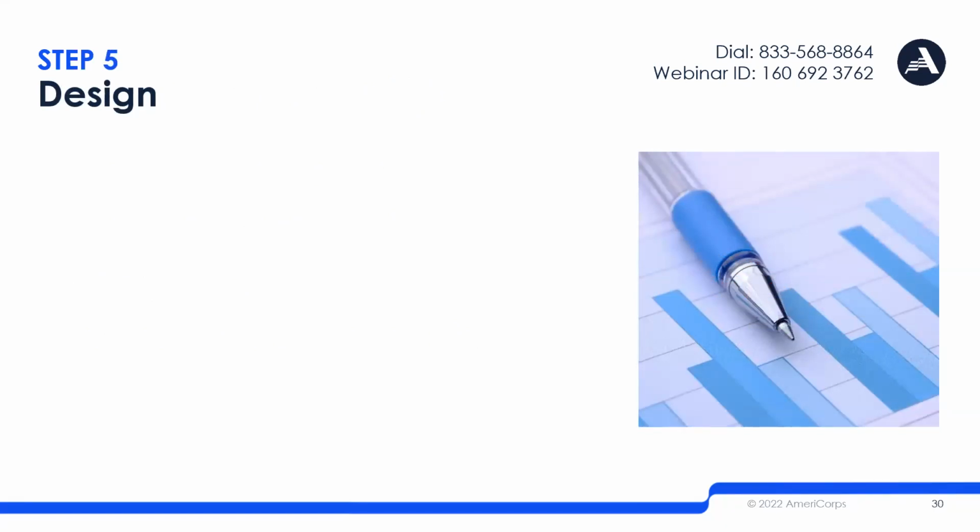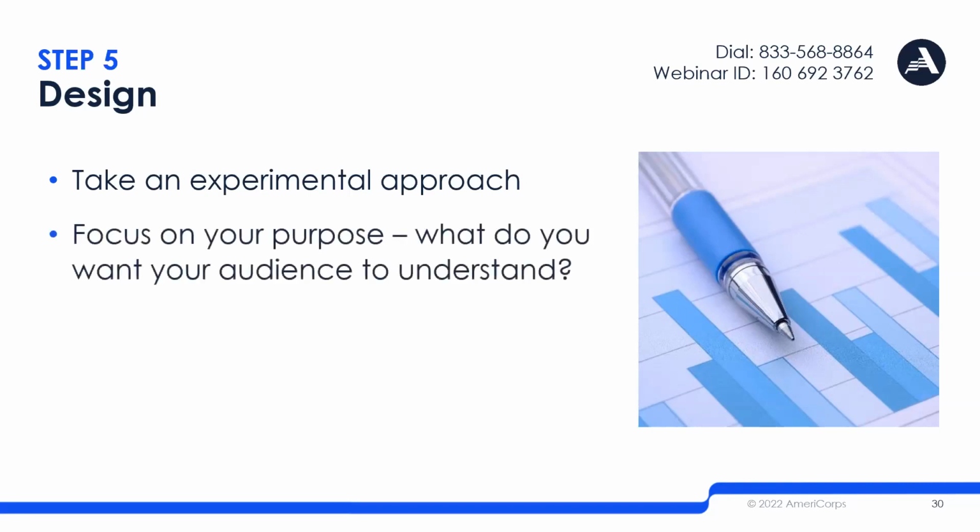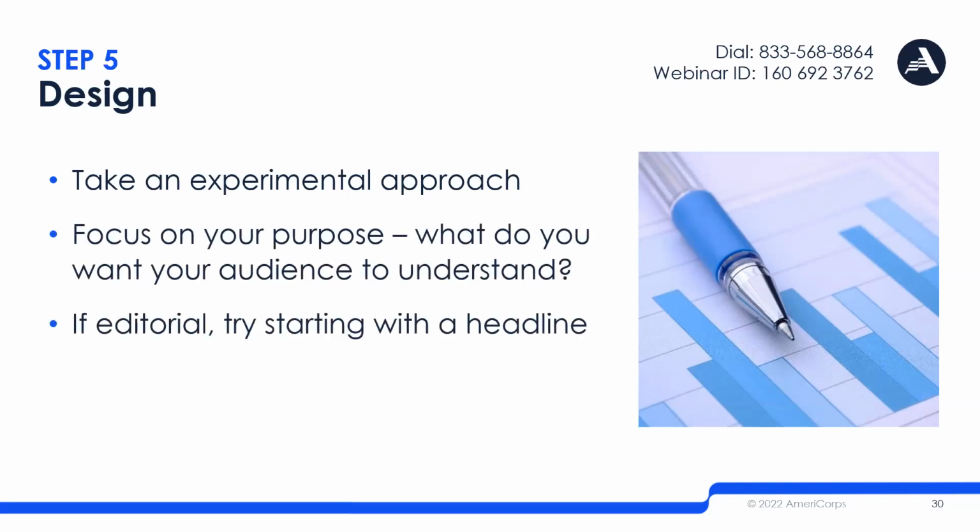Step 5 is the design stage. The key thing here is to take an experimental approach. You may begin with a default suggested chart, for instance, from Excel, but then you want to consider what changes you can make so that the visualization achieves your purpose. You always want to be focused on your purpose. What do you want your audience to understand? If you have an editorial viz, try starting with a headline.